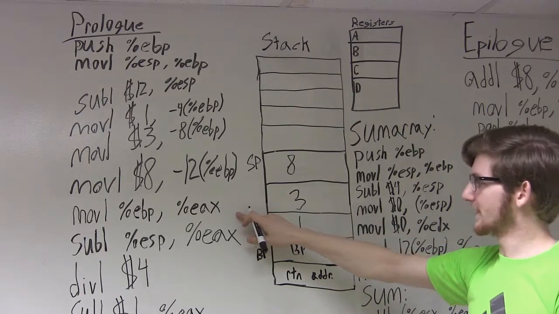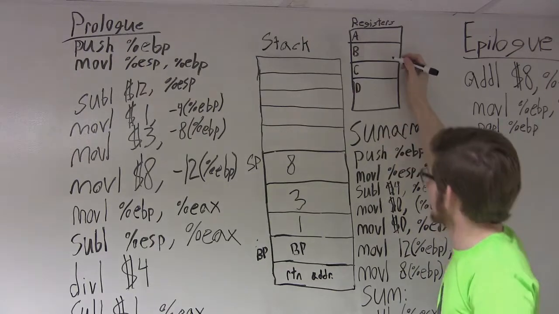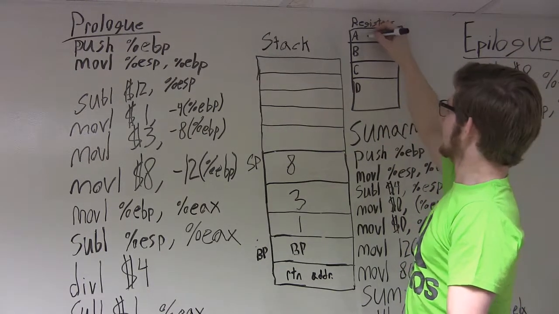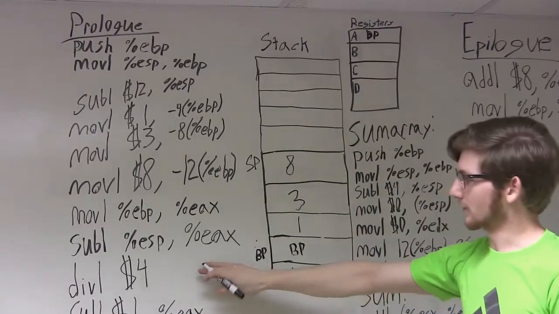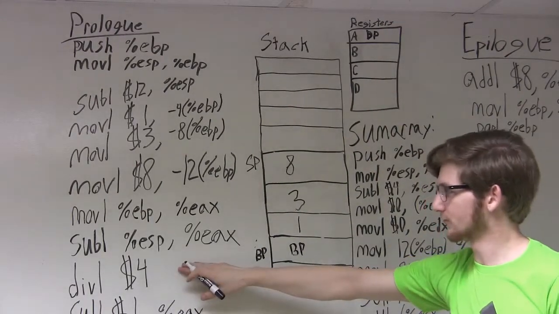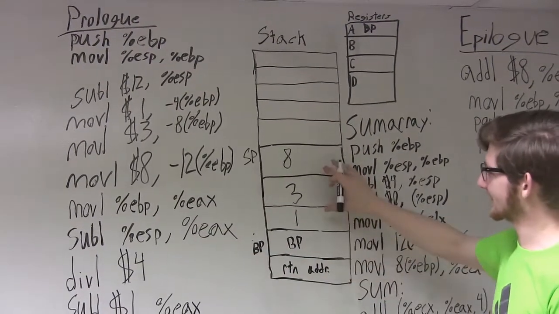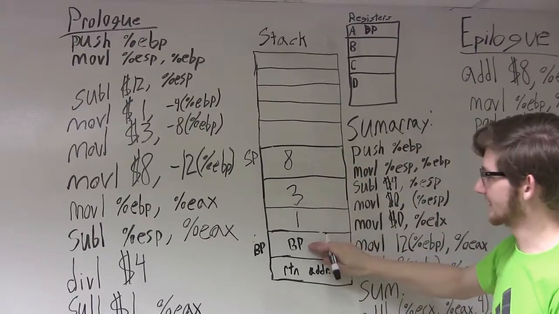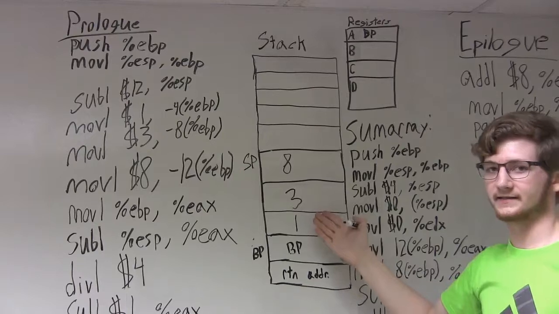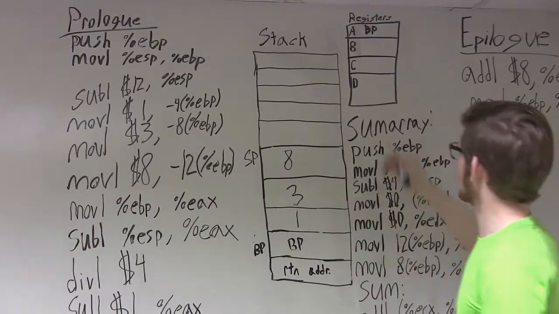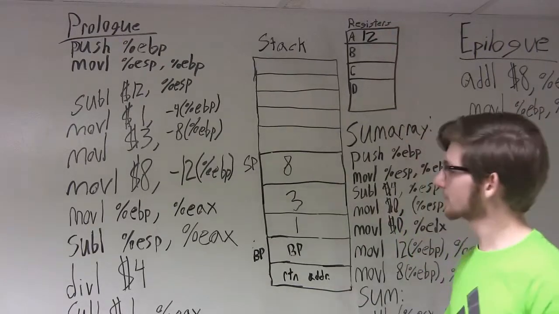After that, we are going to move the base pointer into the A register. So the A register will contain the address of the base pointer. Afterwards, we will subtract the stack pointer's address from the A register, which is actually going to give us the difference between here and here. That is, of course, going to be 12 bytes. So the A register will then simply contain the number 12.